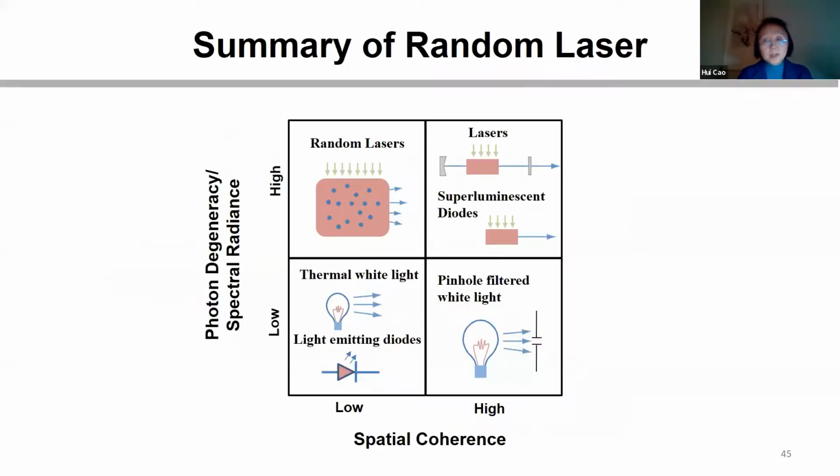Okay, so let me summarize the second part. I showed you that by introducing disorder into a laser, we can still make a laser work, but it's called a random laser. It has very different properties from a conventional laser. It combines the high brightness of a laser with the low coherence of an LED or thermal light, so that allows us to do full-field speckle-free imaging using this kind of random laser.